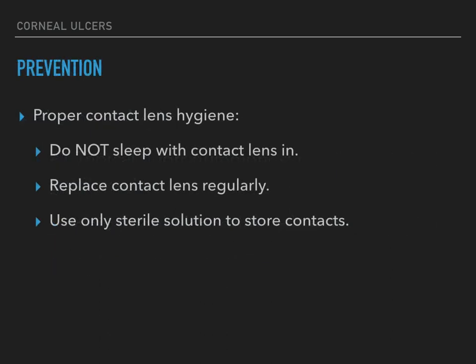The best way to prevent corneal ulcers is for patients to be educated on the proper lens hygiene. The provider should explain the importance of preventing a corneal ulcer and how it could potentially cause permanent blindness. The provider should educate the patient on not sleeping with contact lenses, replacing lenses regularly, and using only sterile solution to store contact lenses. This means that the patient should not use tap water, bottled water, or saliva to remoisturize the contact lenses.